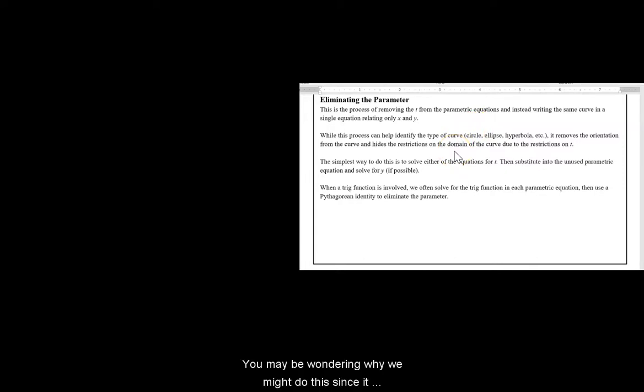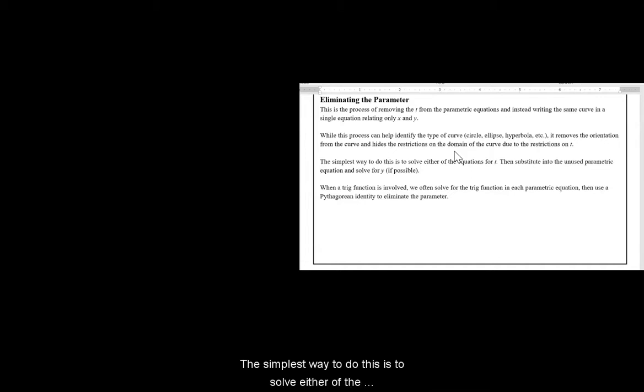You may be wondering why we might do this, since it would remove the orientation from the curve and would also hide the restrictions on the domain based on the allowed values of the parameter t. The advantage to doing this is that sometimes it will help us identify what the parameterized curve looks like. In other words, we'll be able to more easily tell that it's a circle, an ellipse, or a hyperbola if it were in its rectangular form. And the reason is simply because we're more accustomed to rectangular form.